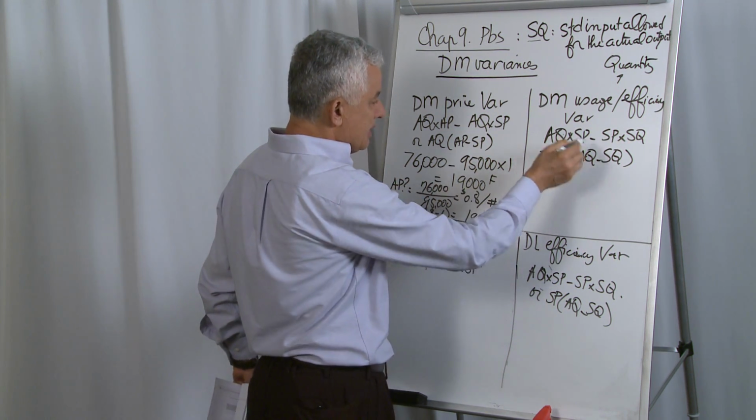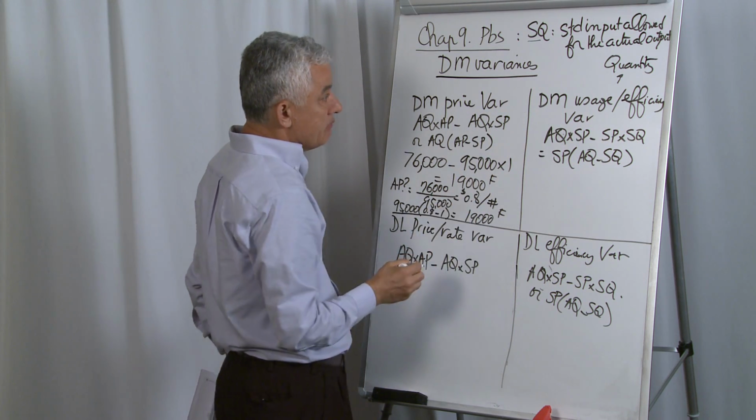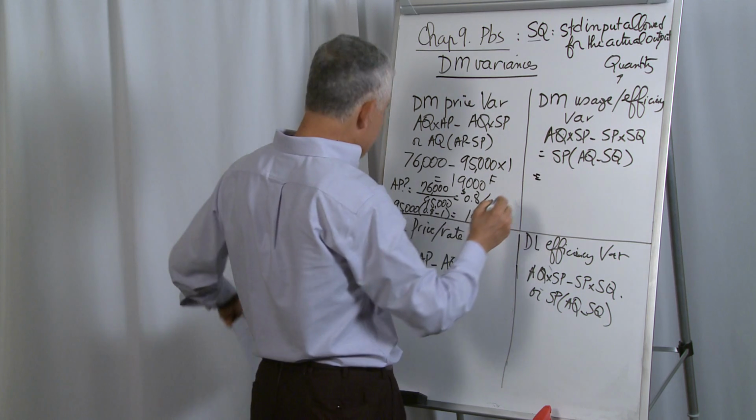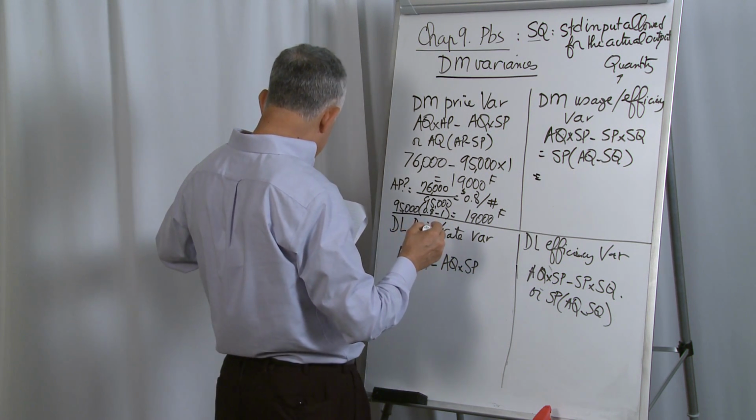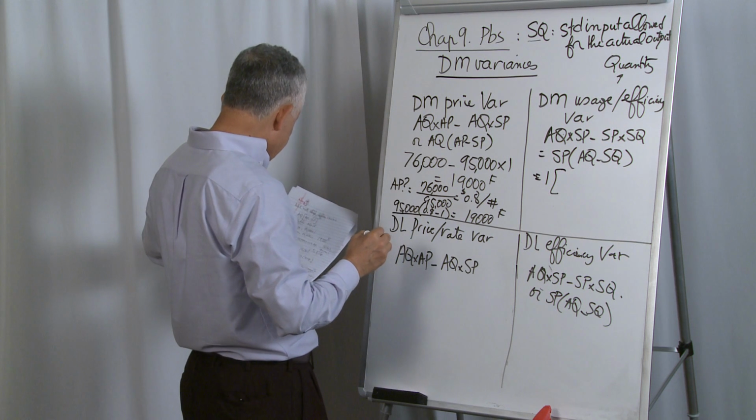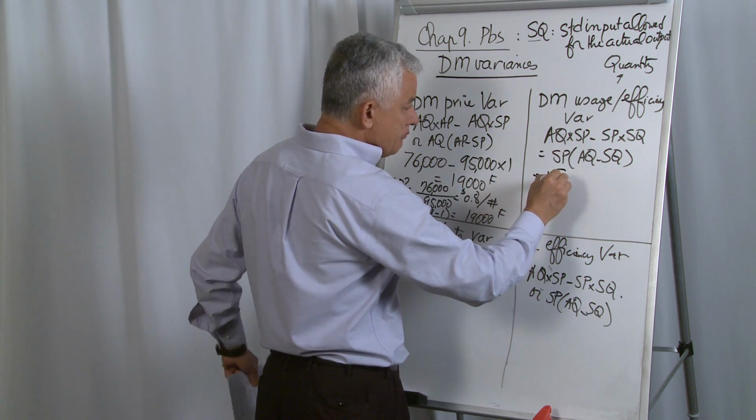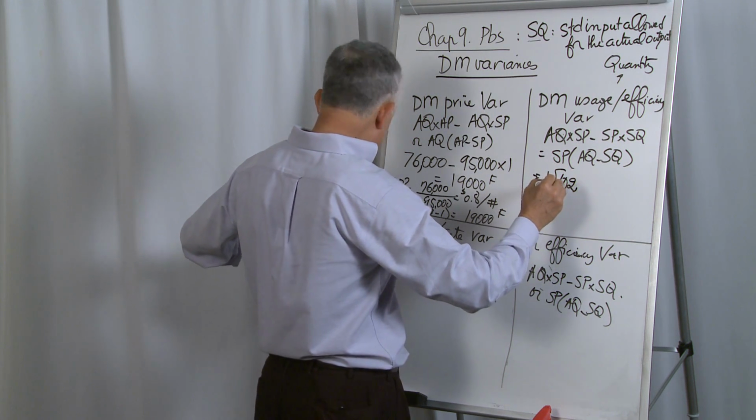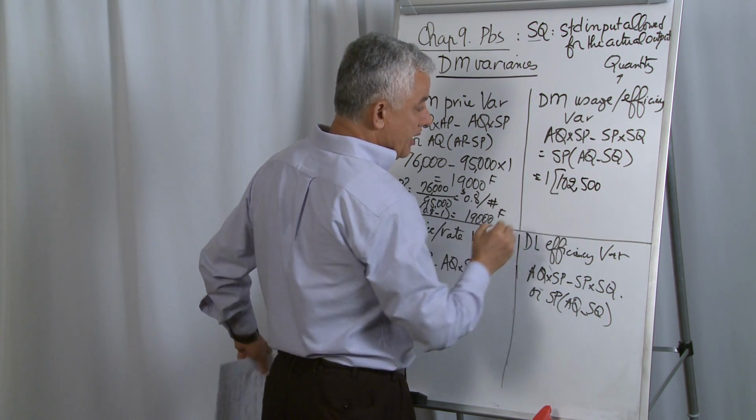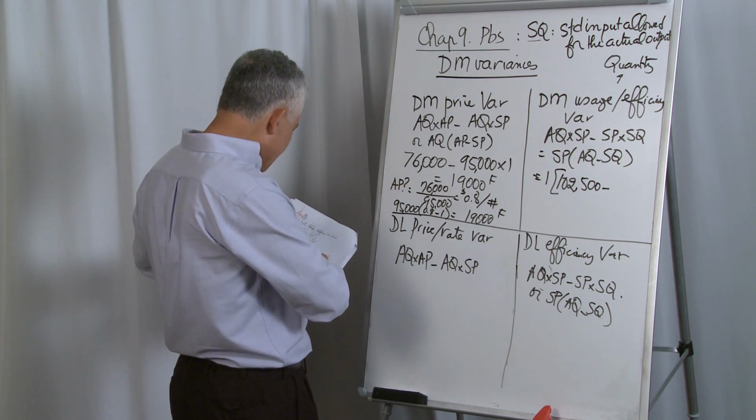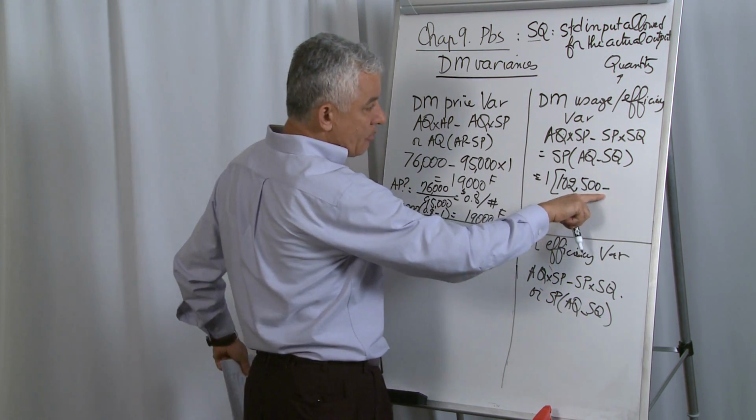So now, let's switch our attention to the direct material usage or efficiency variance. So we have the standard price, which is given here. Standard price is $1 per pound. And then the actual quantity used, they're telling us, is 102,500 minus, what is the standard quantity here? The standard quantity is what?